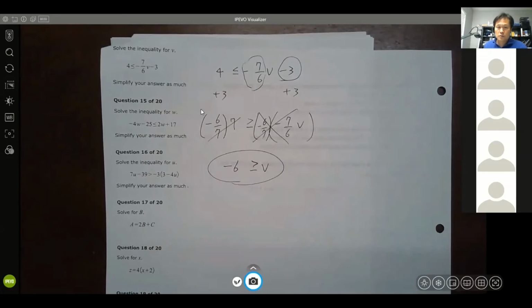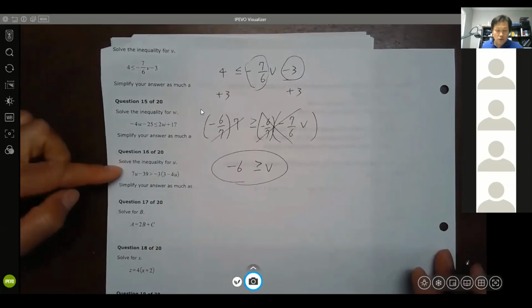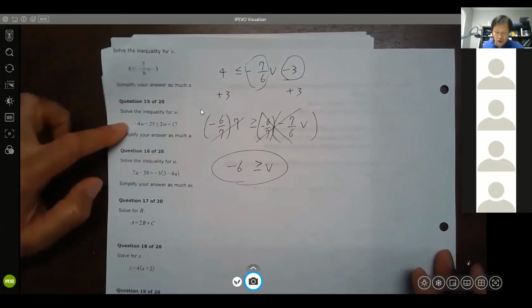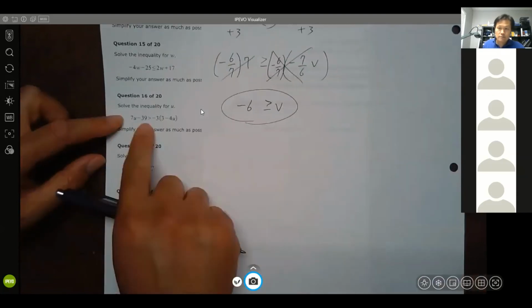Any questions? Okay, this one is somewhat similar to this. So why don't you skip this? You try this, please. Try 16, please.